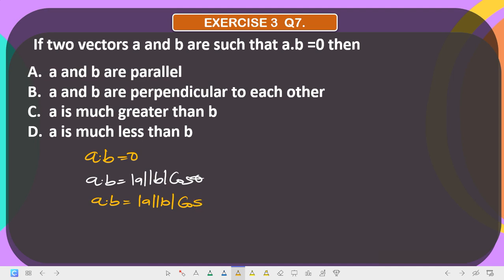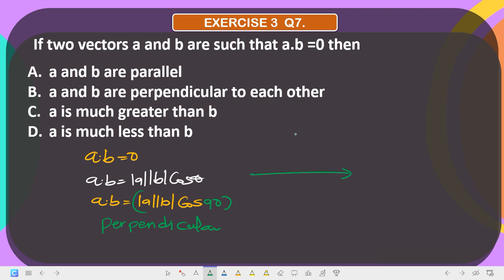Let's try cos 180. I think it will give us 0. Cos 180, okay, it's minus 1. So is it cos 90? Okay, cos 90 is 0. So that angle is 90 degrees. And 90 degrees means something is what? Perpendicular. When you say something is at an angle of 90 degrees, it means it's perpendicular.